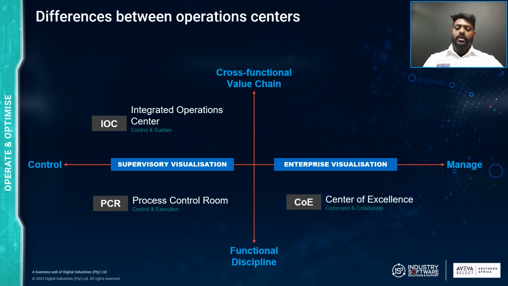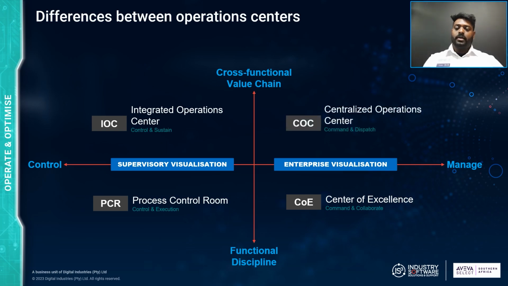At the bottom right, we have the Center of Excellence, used to solve specific complex problems that can be applied across the business by consolidating experts. Examples include APM, rotating equipment, ESG compliance, and process optimization.